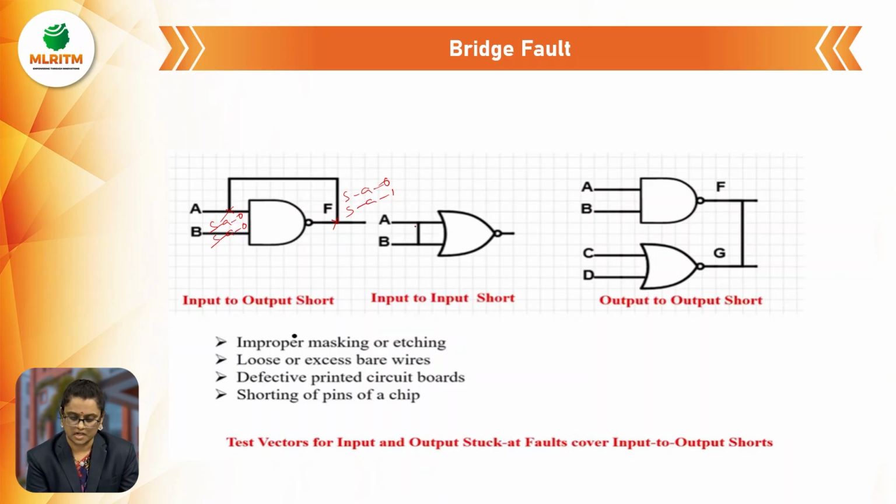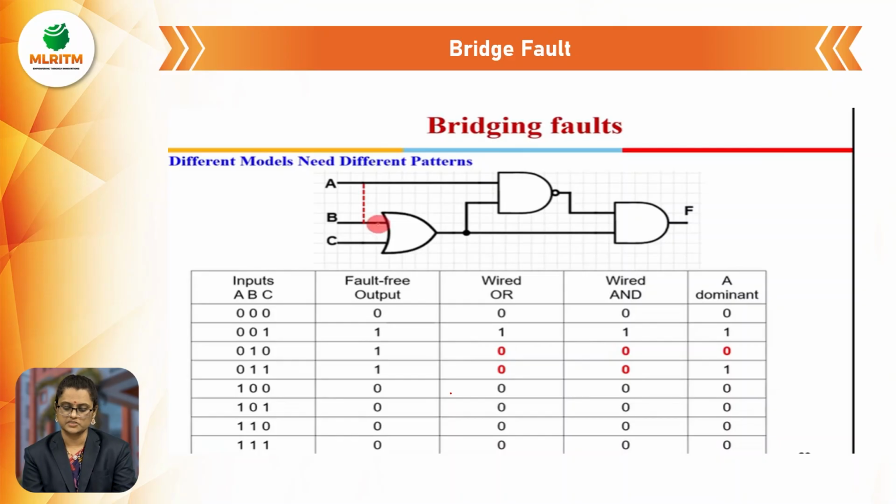Okay. And then if A is stuck at 0, B is also stuck at 0. And like that, if F is stuck at 1, G is also automatically stuck at 1. And this will be caused by improper masking or etching, loose or excess wires, defective printed PCB boards, and shorting of pins of chips. So this is the bridge fault circuit.